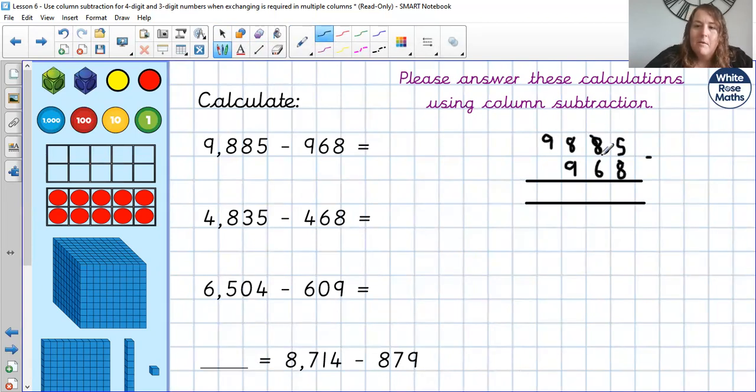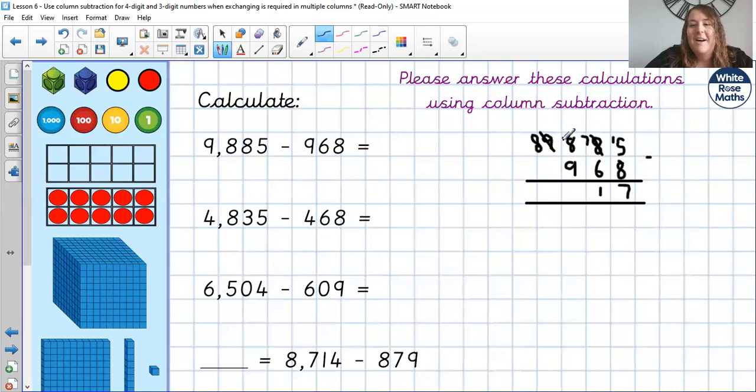So I'm going to be crossing out my 8, leaving a 7, and popping a 1 in my ones column. So I've now got 15 ones. So 15 take away 8, or starting with 8, 9, 10, 11, 12, 13, 14, 15. Leaves me with 7. 7 take away 6 is 1. 8 take away 9 I can't do, so I'm again exchanging, leaving an 8 in my thousands column. Oh, it's a funny looking 8.